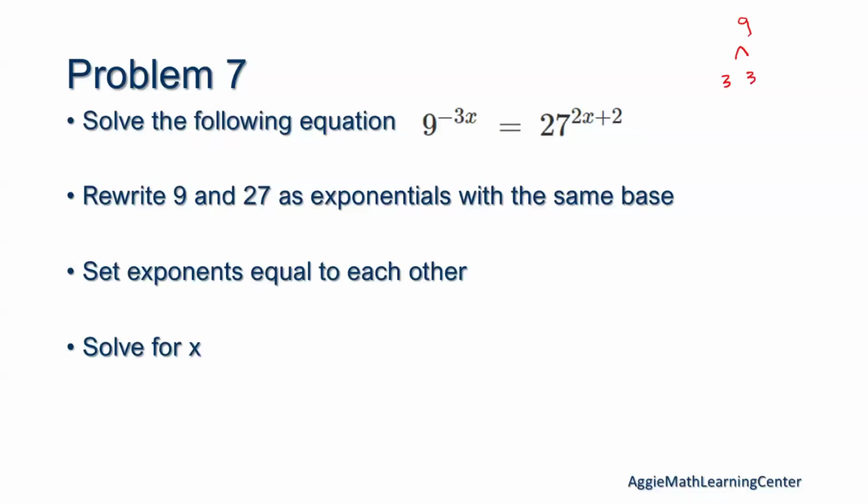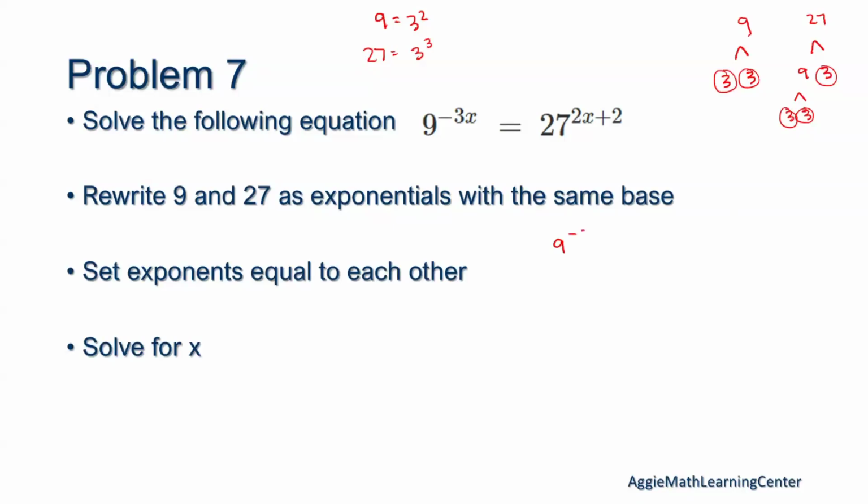So 9 can be split into 3 and 3, right? And then 27, I know 27 is equal to 9 times 3, and that can be divided by 3 and 3. So now I know that I have two 3s for 9. So 9 is the same thing as 3 squared. And 27 can be broken down into three 3s, so 27 is the same thing as 3 to the 3rd. Okay, so I can rewrite these as though they have the same base.